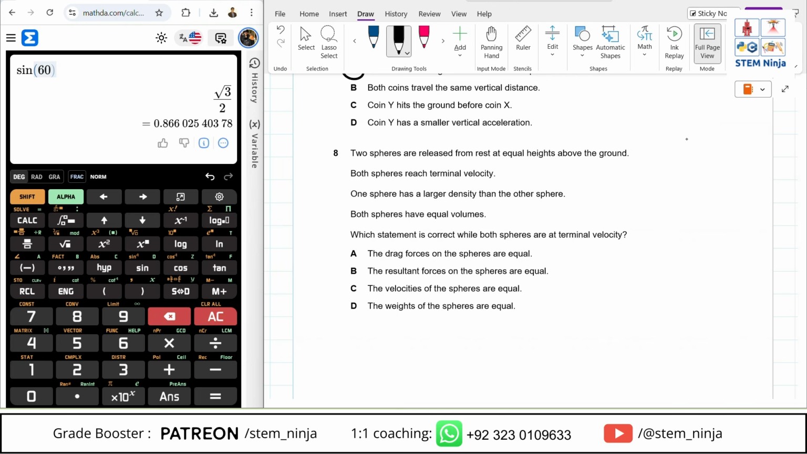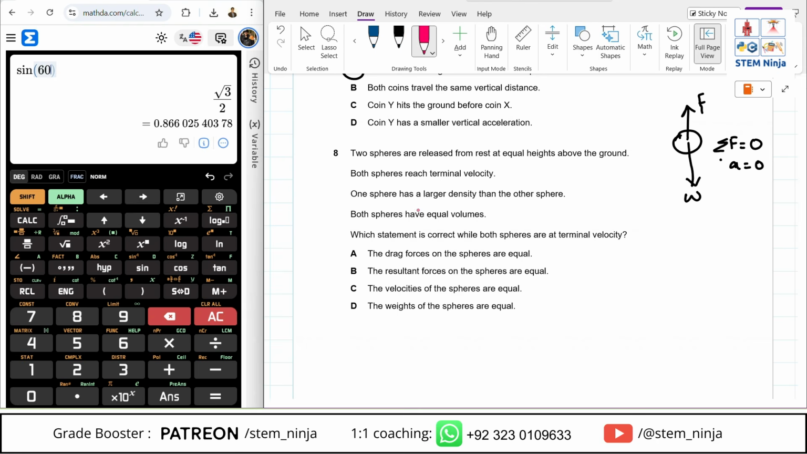Now, what do we know about objects in terminal velocity? The only thing we need to know is that it happens when the weight of the falling object is balanced by the resistive force, drag force. So in that case, we know that when the drag force becomes equal to the weight, the sum of forces becomes 0, acceleration becomes 0. So whatever the velocity is at that point, that will be the terminal velocity.